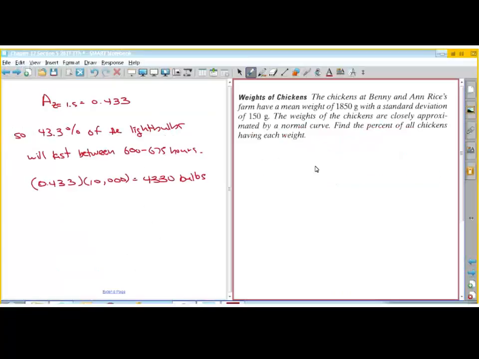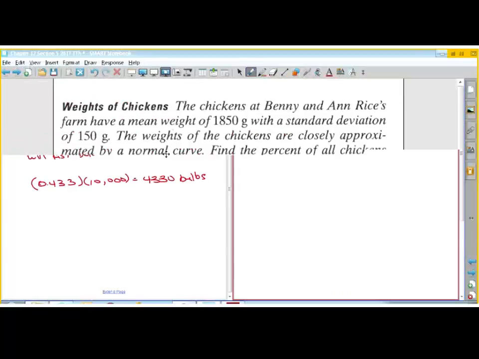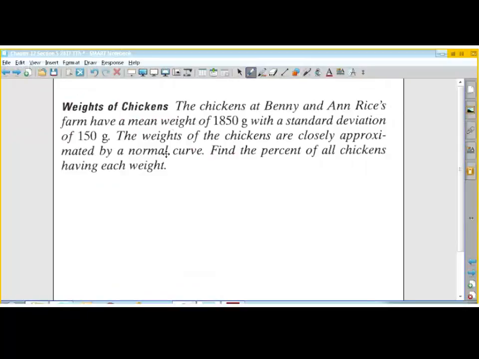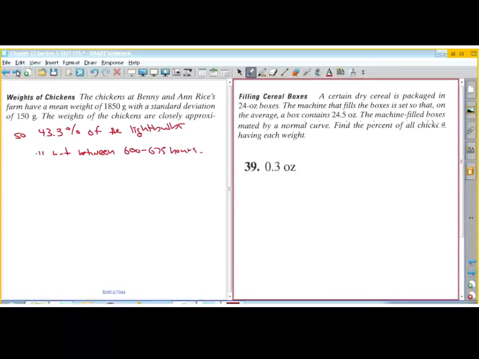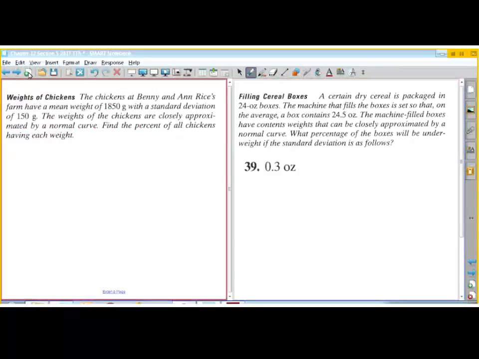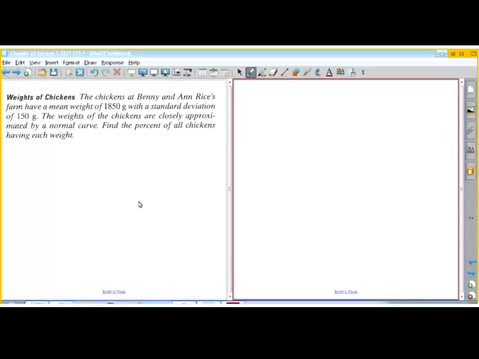Okay, next one. Chickens. So we have weight of chickens. Chicken farmers. The chickens at Ben and Ann Rice's farm have a mean weight of 1,850 grams with a standard deviation of 150 grams. The weights of the chickens are closely approximated by a normal curve. Find the percentage of all chickens having each weight. Okay, so there must be a second part to this because I don't see anything. Oh, well, I'm going to make something up here.